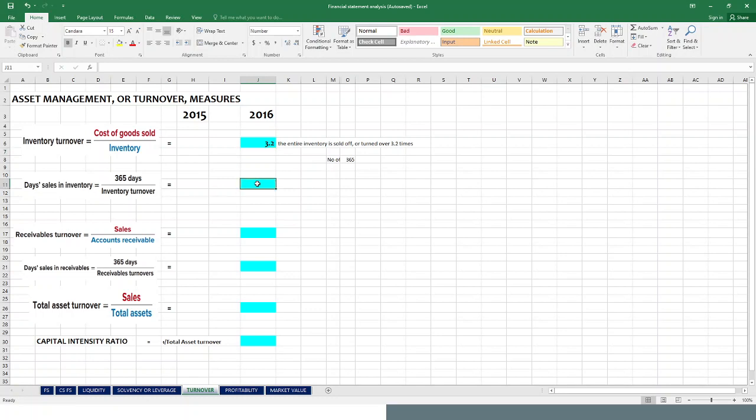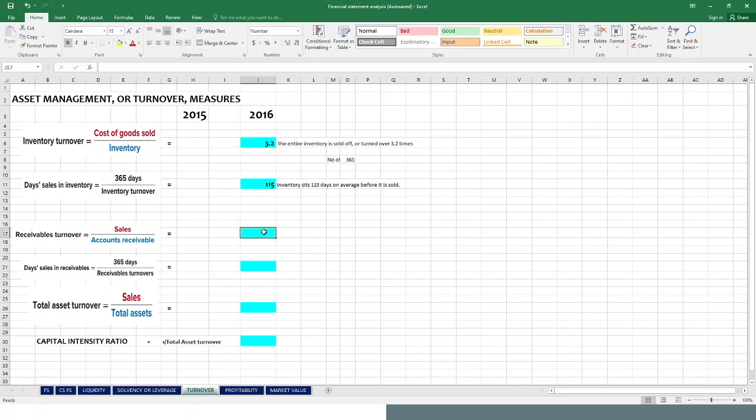Then this is equals to 365 divided by inventory turnover. So 365 divided by the turnover, which is this. So it means our inventory sits 115 days on average before it is sold.